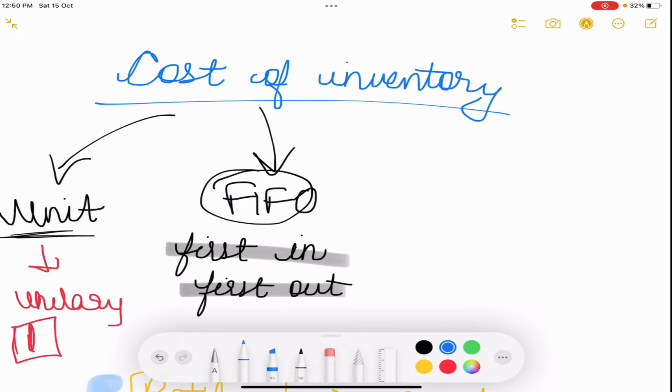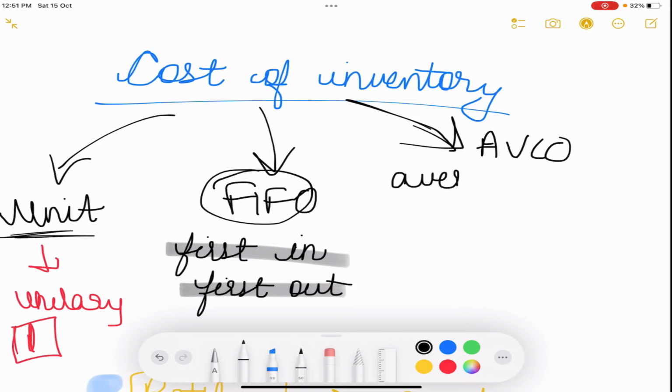What is our third method of calculating inventory? The third method is known as AVCO. What is AVCO? It is average cost method. So AVCO is nothing but average cost method. So using average cost method, I can find the inventory number, the cost of the inventory. So now there are two ways in which you can find the average cost method.